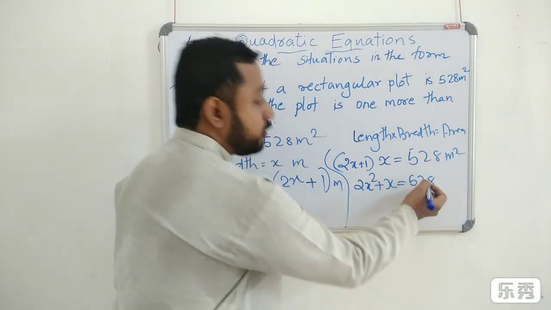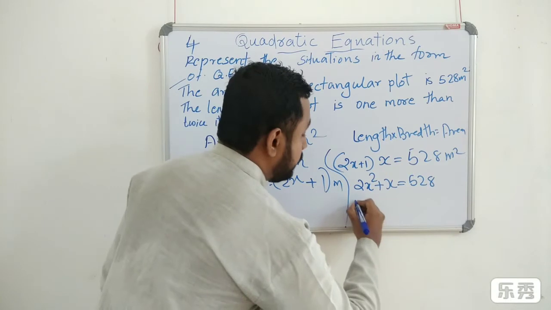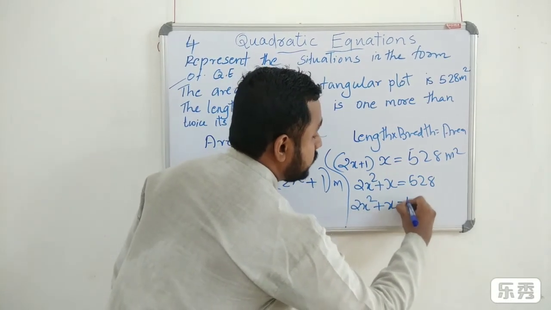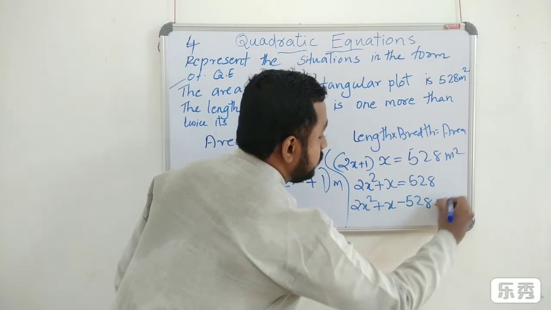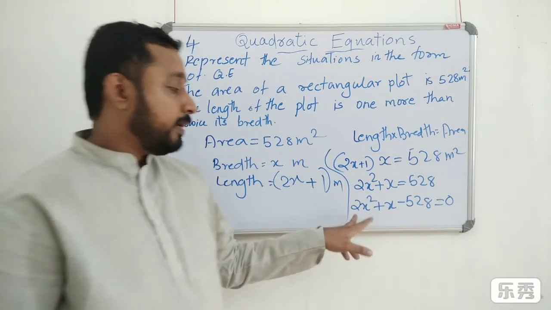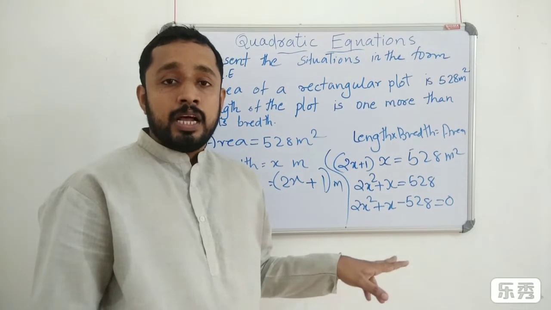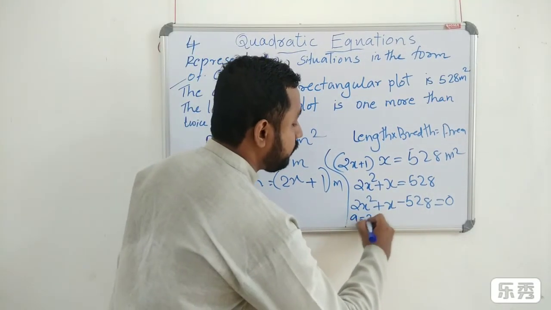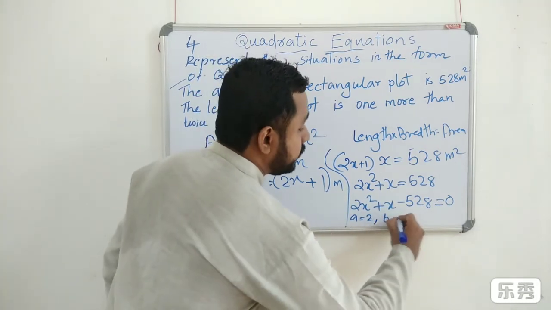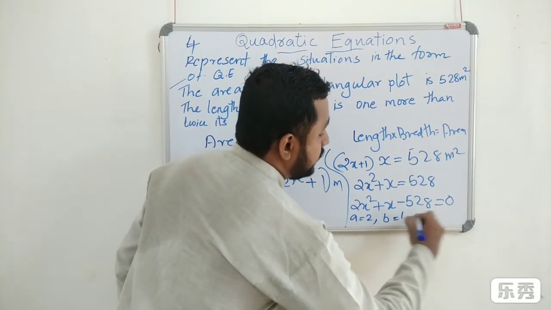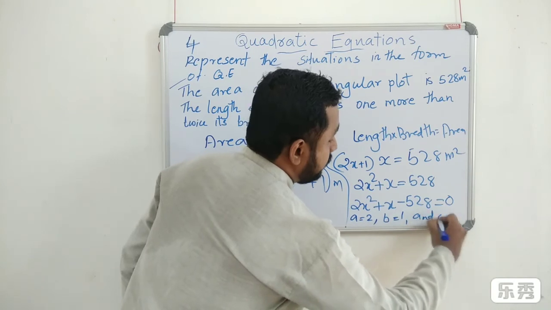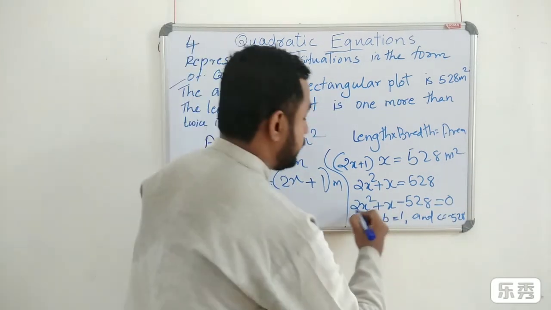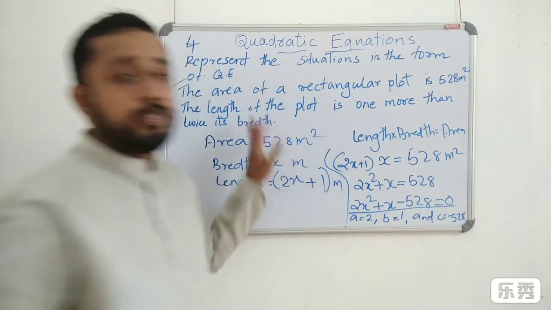When we bring this 528 to the LHS, we will get 2x square plus x minus 528 which is equal to 0. When we compare this equation with the general form of the quadratic equation, we get a is equal to 2, b is equal to 1, and c is equal to minus 528. This is the quadratic representation of this situation.